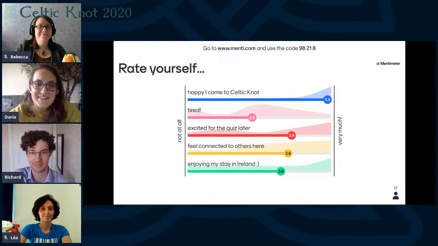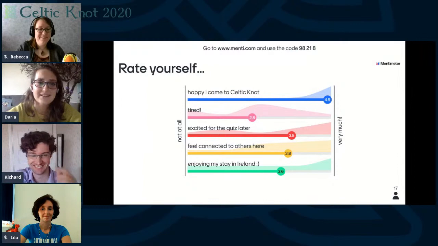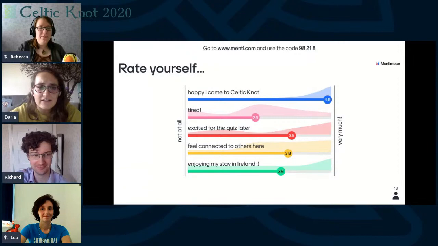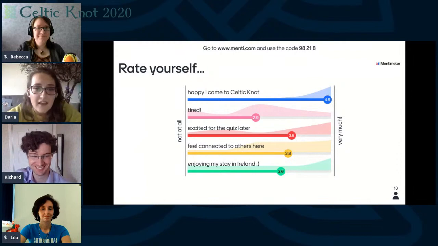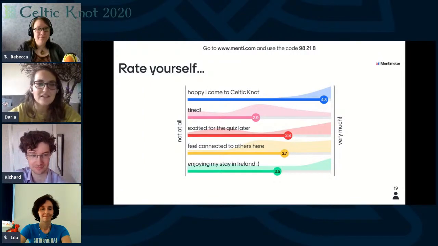Thank you, Richard. So, interesting. There is a pretty strong feeling that people are happy that they're here. There is an interesting spread of tiredness. So I'm quite happy to see that not everybody is completely wiped. There is, pretty in the middle. Some people are not tired at all. That's amazing. Those people should definitely come to the quiz. And equally, there is a good amount of excitement for it. Some people aren't as excited, but I think the people who are not tired should definitely come to the quiz.